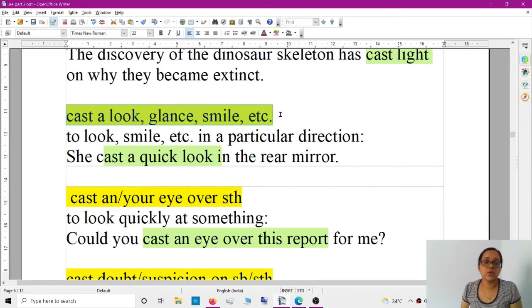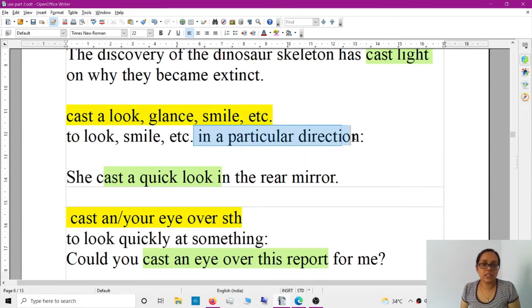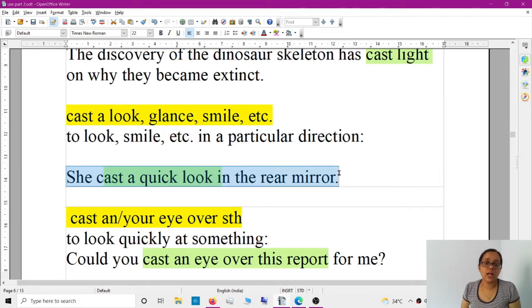Now, cast a look, glance or smile, which means to look in a particular direction. She cast a quick look in the rear mirror.